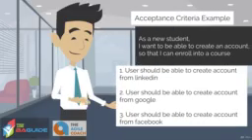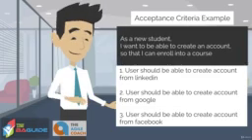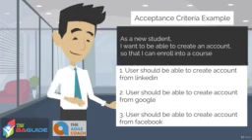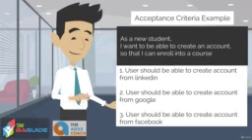Using our very simple user story format, we're going to define who, what, and why. As a new student, I want to be able to create a new account on theagilecoach.com so that I can enroll into a course. This is a very simple story. How can we add more details and how can we make this story more testable and clear?